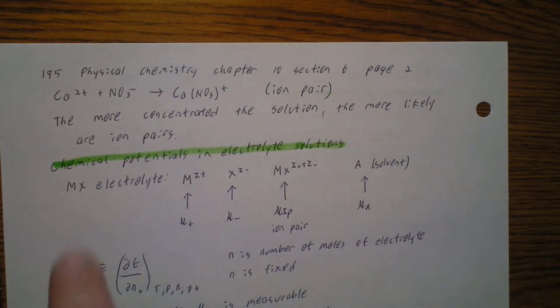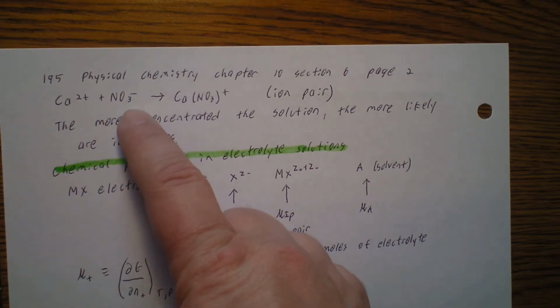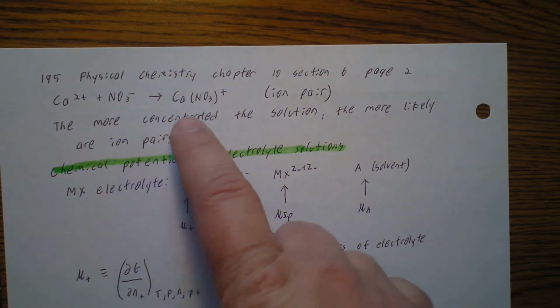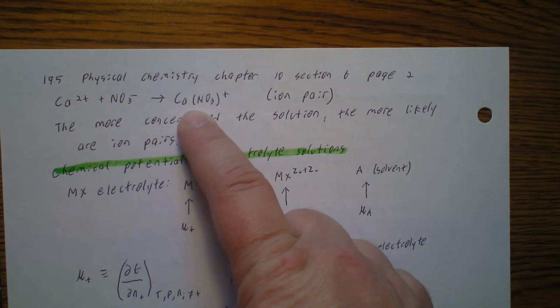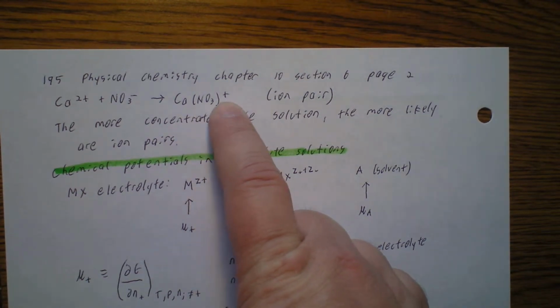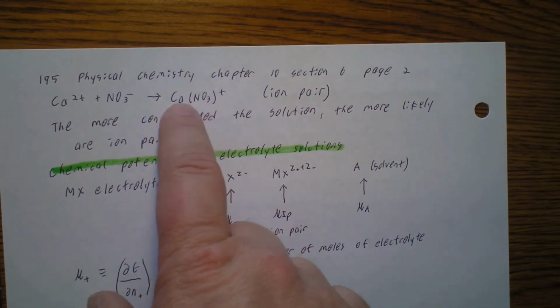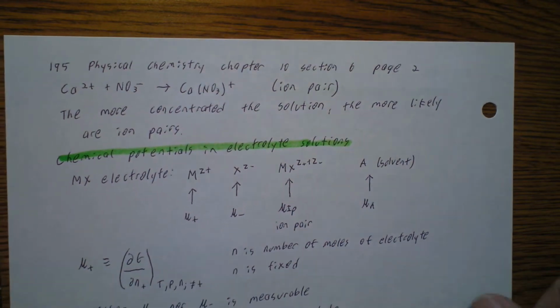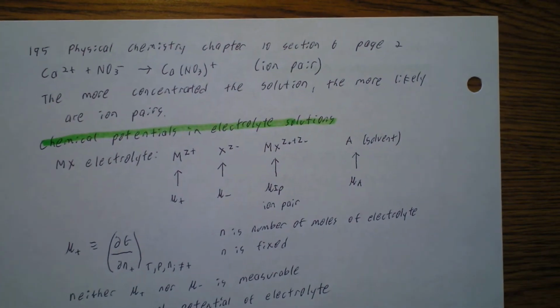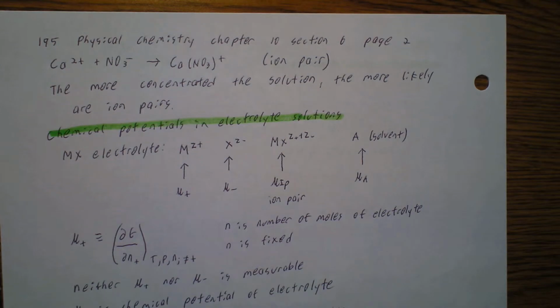Now, we have calcium 2 plus and the nitrate is minus. That can combine to make a calcium nitrate plus. So this is what we call an ion pair. The more concentrated the solution is, the more likely we are to have ion pairs.